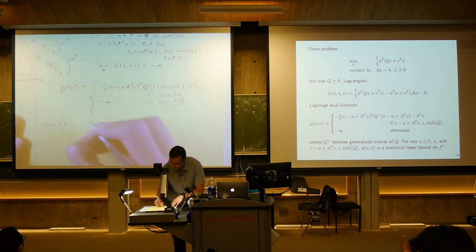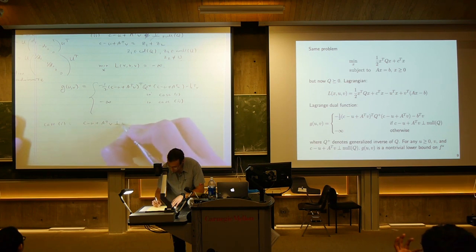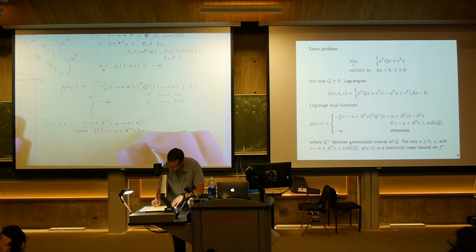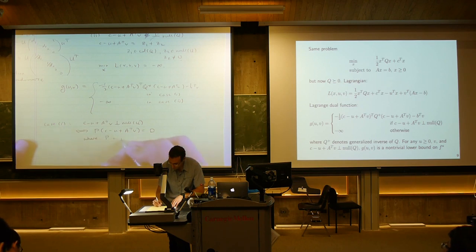Just to write that down so we don't forget, I'm just saying that actually case 1, which is C minus U plus A transpose V being orthogonal to the null space of Q, is actually equivalent to a matrix P times C minus U plus A transpose V being equal to 0. I can think of that as just a bunch of equality constraints on U and V, where P is the projection matrix onto the null space of Q.